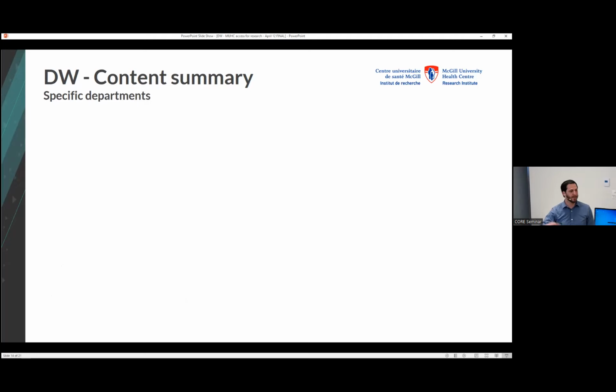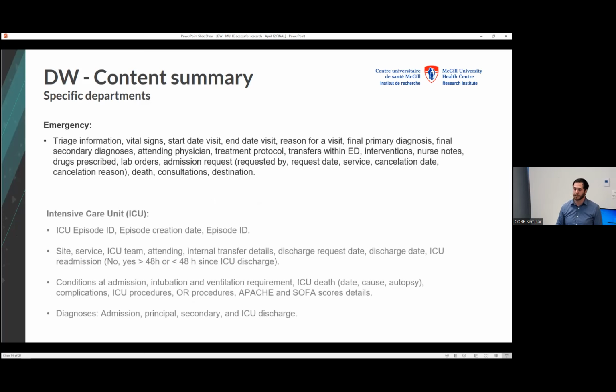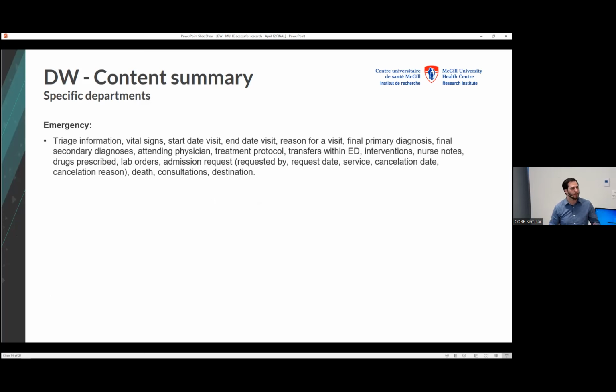So we have specific departments that have their own systems to manage the information. Basically it's the emergency and the intensive care unit. They have, if you want, their own database where they collect data, and we have it as a source. So for the emergency, we have triage information, vital signs. I'm not going to read all the variables, but we have a lot of variables that are collected at the emergency.